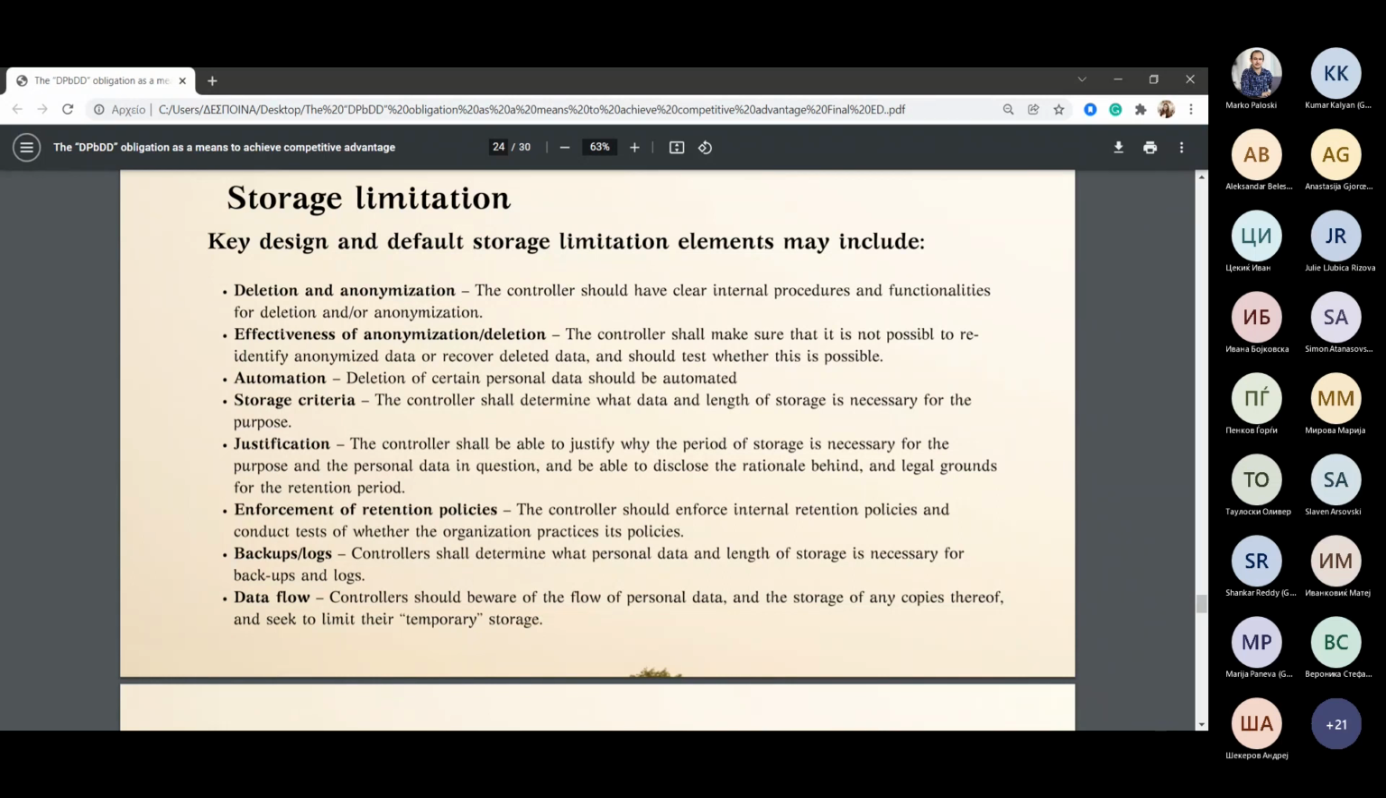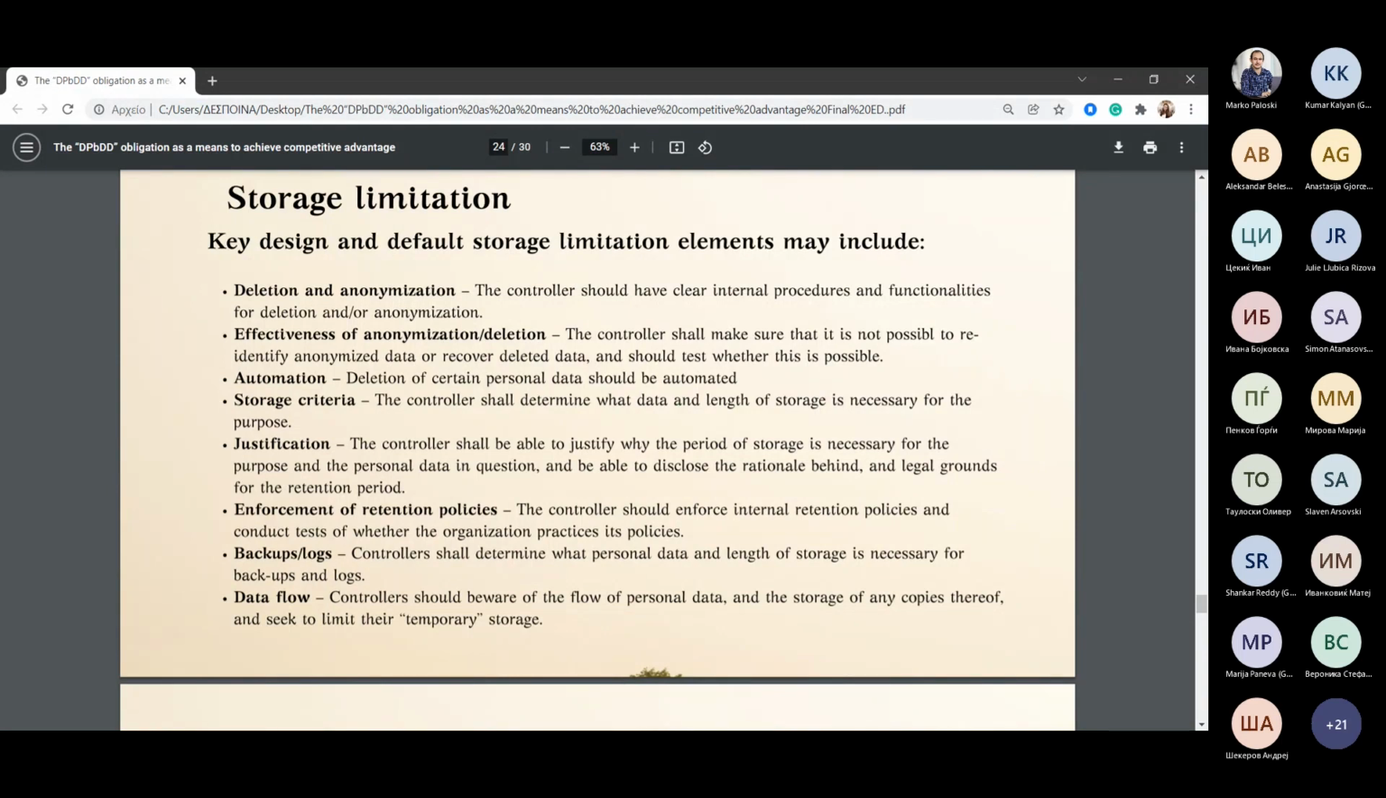So the controller shall be able to justify why the period of storage is necessary for the purpose, and disclose the rationale behind and the legal grounds for the retention period. Enforcement of retention policies: the controller should enforce internal retention policies and conduct tests of whether the organization practices its policies.